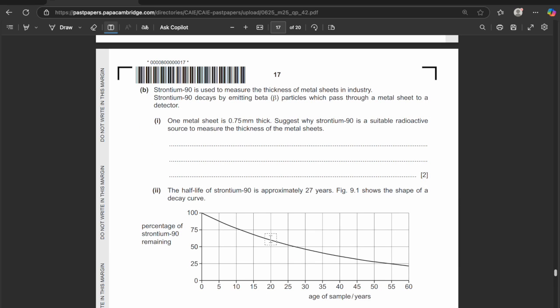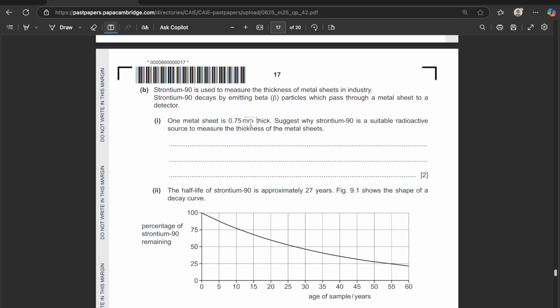B. Strontium-90 is used to measure the thickness of metal sheets in industry. Strontium-90 decays by emitting beta particles which pass through a metal sheet to a detector. One metal sheet is 0.75 millimeters thick. Suggest why strontium-90 is a suitable radioactive source to measure the thickness of the metal sheets. So essentially it is just because it emits beta particles. Beta particles can pass through this thickness of 0.75 millimeters, and you can adjust, right?